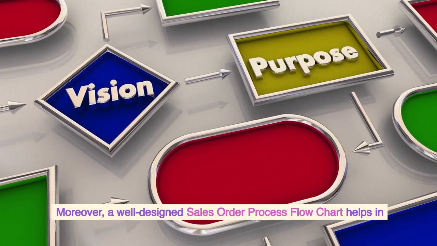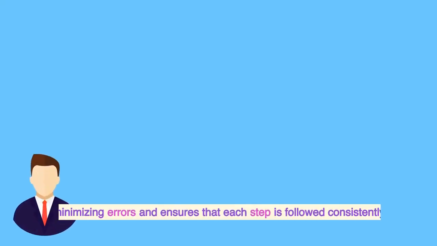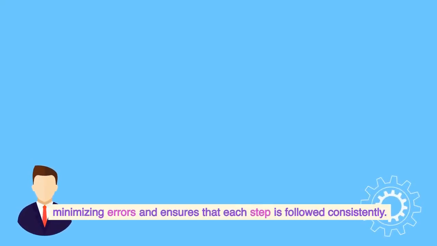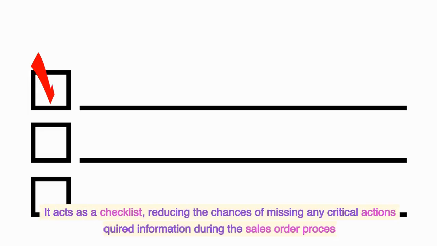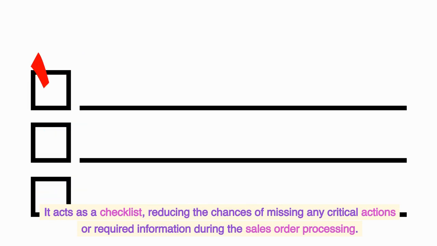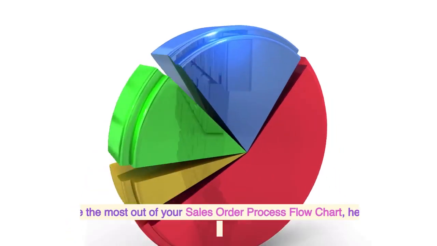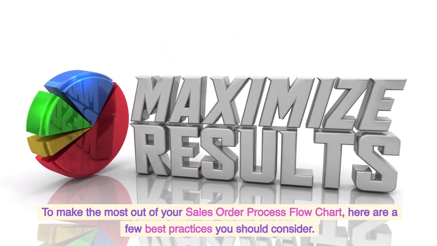Moreover, a well-designed sales order process flowchart helps in minimizing errors and ensures that each step is followed consistently. It acts as a checklist, reducing the chances of missing any critical actions or required information during the sales order processing.